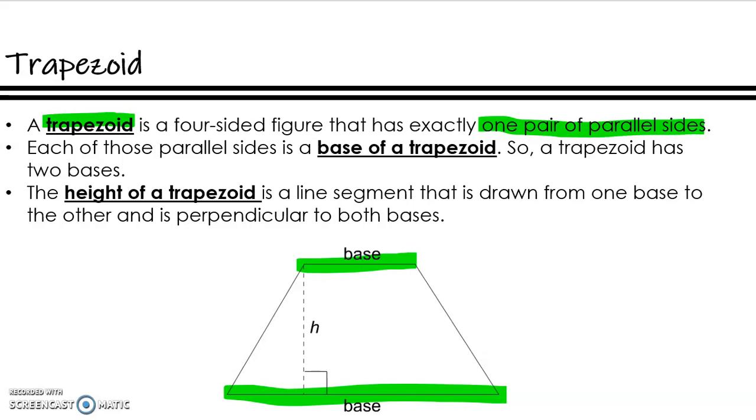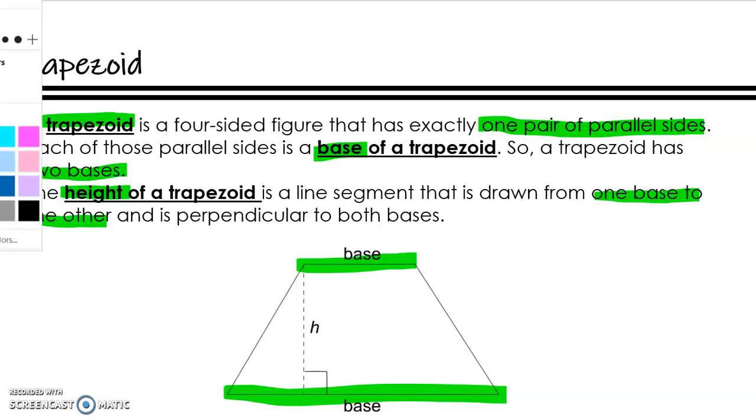Each of the parallel sides is a base of the trapezoid. Therefore, the trapezoid has 2 bases. You could set it on this base, or you could turn it over and set it on this base. The height of the trapezoid is a line segment that's drawn from one base to the other. It's kind of like a connector.